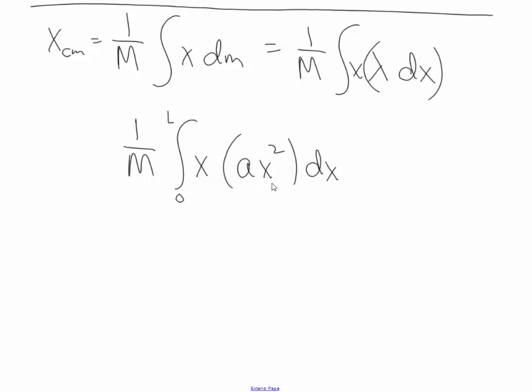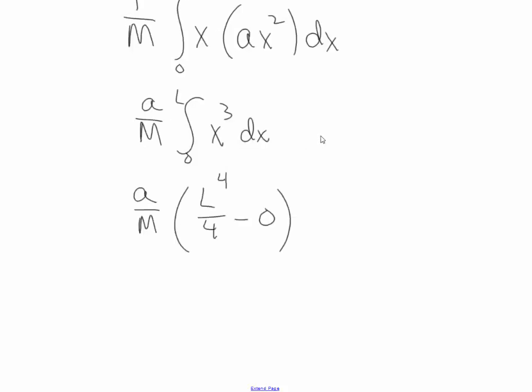And so now this is something that is all in terms of x. I can bring the a out in front of the integral, so I have a over m, and it's the integral from 0 to L, x times x squared is x cubed, so it's the integral of x cubed dx. And the integral of x cubed dx is x to the 4th over 4. Evaluating it at 0 and L, I have L to the 4th over 4 minus 0 to the 4th over 4, which is 0. So I have a over m times L to the 4th over 4.